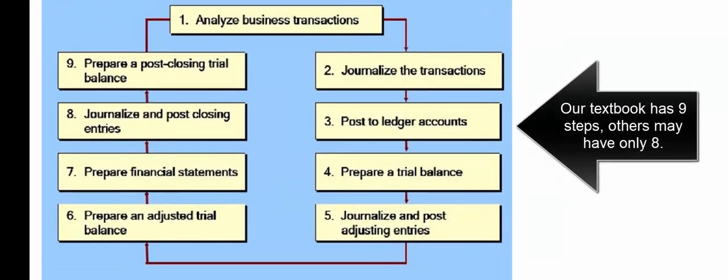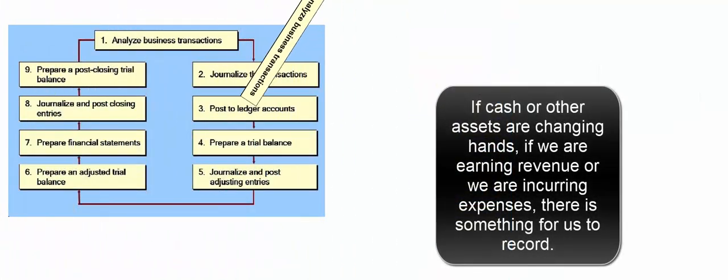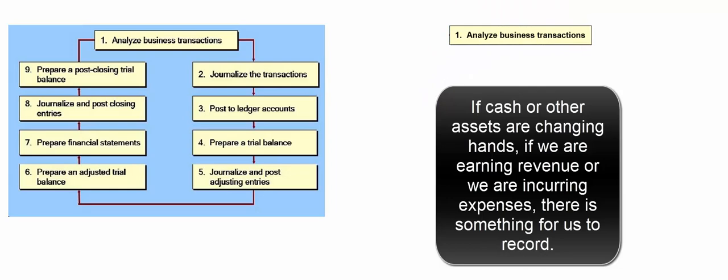So our textbook has 9 steps in the accounting cycle. Some will have 8. Our first step is to analyze transactions. The first step is to analyze the transaction. Is there something for us to record? So if cash is changing hands, or we're earning revenue, or we're incurring an expense, there's something for us to record.